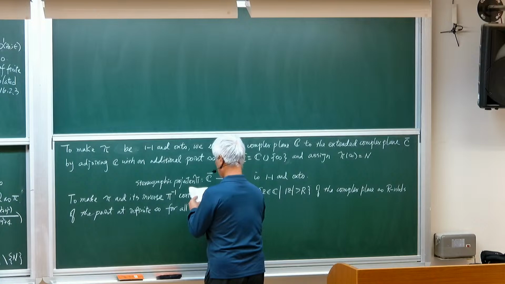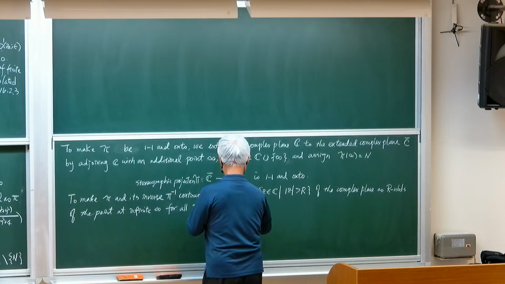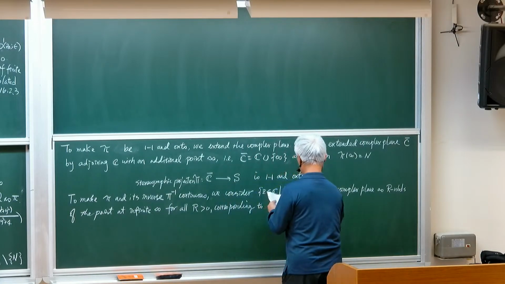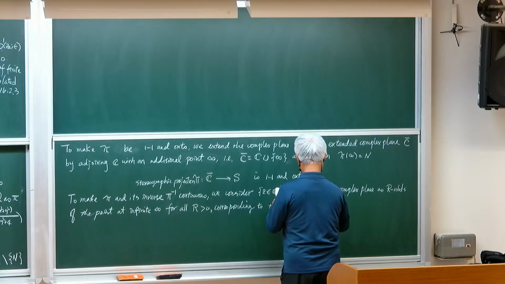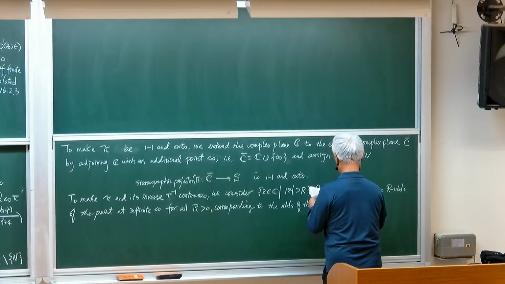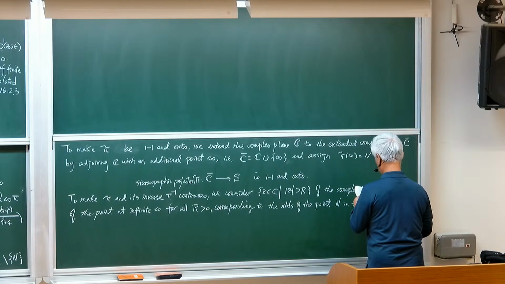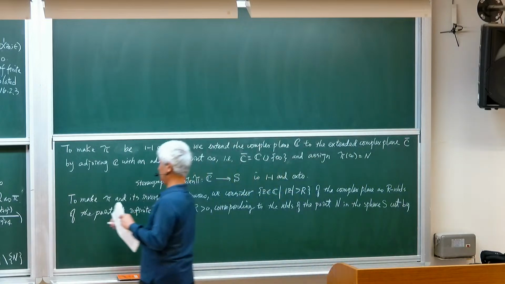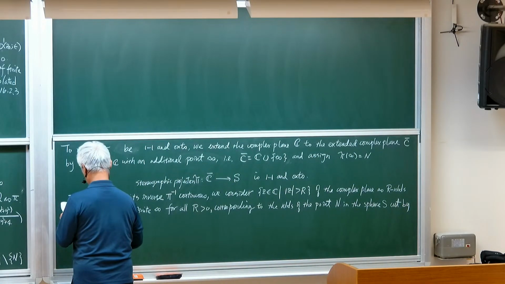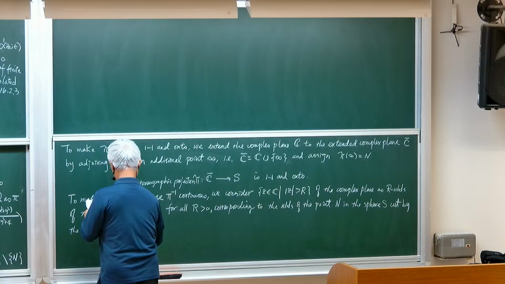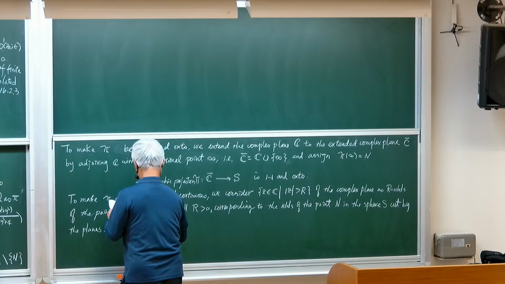This corresponds to the neighborhood of the point in the sphere X cut by the plane z equal to 2 divided by 1 plus 4 divided by r squared in R3.